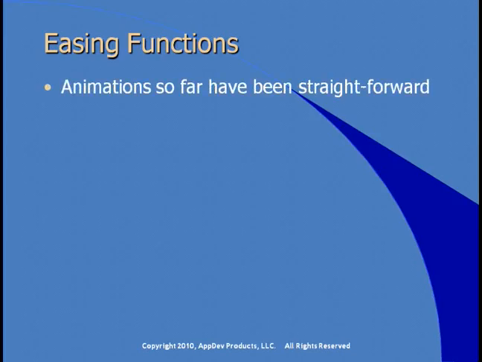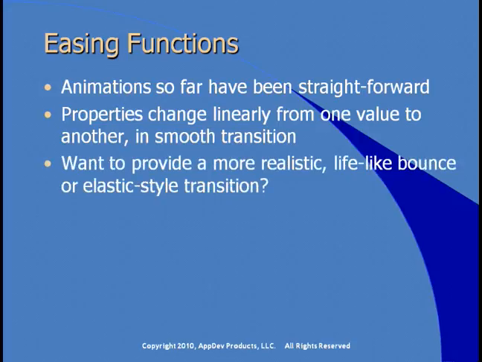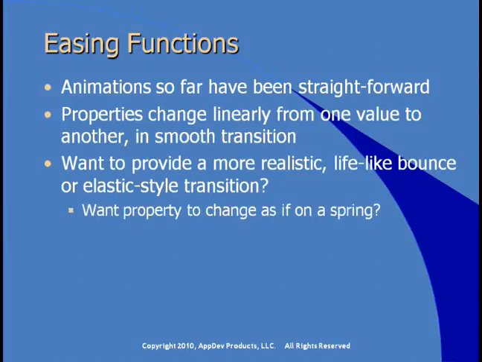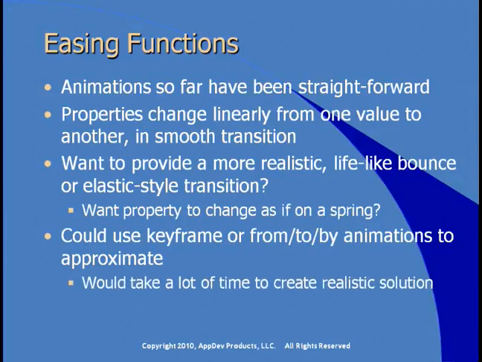All the animations you've seen so far have been straightforward. The properties change linearly from one value to another in a smooth transition. What if you want a more realistic, lifelike bounce or elastic style transition? What if you want a property to change as if it were on a spring? You could use keyframe or from, to, and by animations to approximate this, but it would take a lot of time to create a realistic solution.